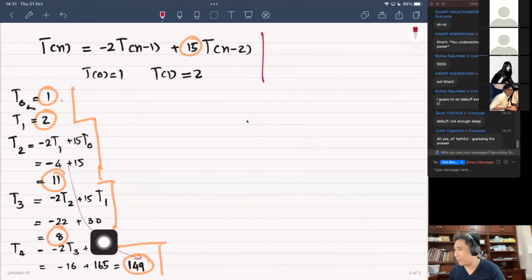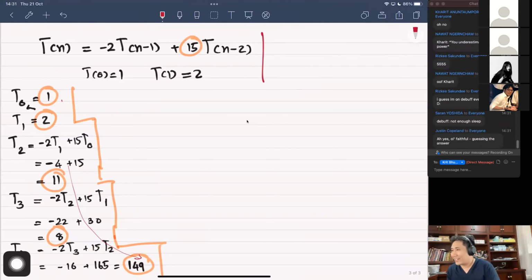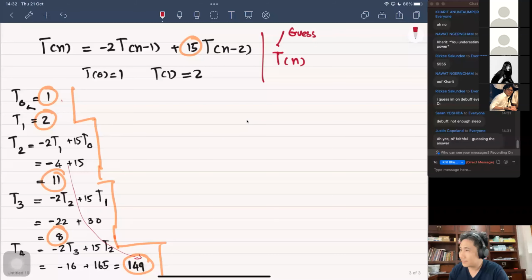If you have seen ODEs before, then you know what I'm talking about. We guess the solution like sine, cosine, and somehow they magically add up. So we're going to guess the answer of the following form. Okay, this is a guess. That T of n is a to the n for some real number a.